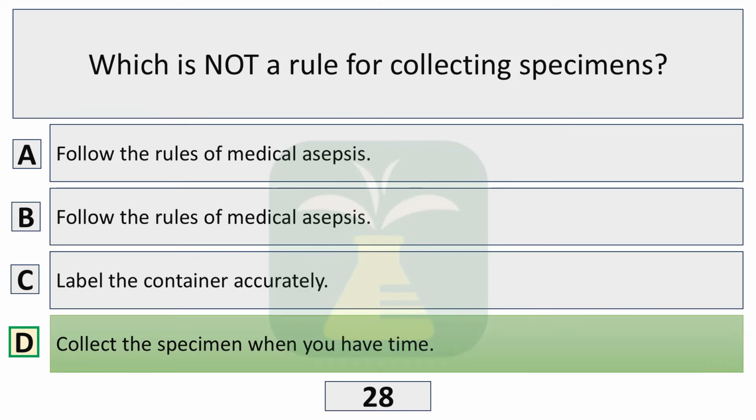Correct answer. D. Collect the specimen when you have time. Collecting the specimen at the convenience of the nursing assistant is not a rule to follow. It should be collected at the correct time. Specimens are collected and tested to prevent, detect, and treat disease. The doctor orders what specimen to collect and the tests needed.